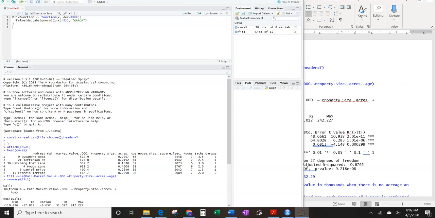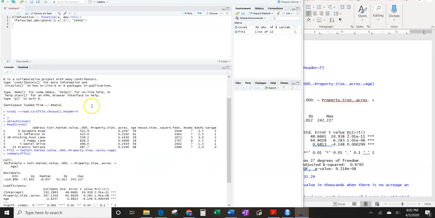Hello everybody. We're going to work on multiple regression today. So I loaded in the Glen Cove data file, and we did this by read.csv file.choose. Your file has to be in CSV format for this to work.